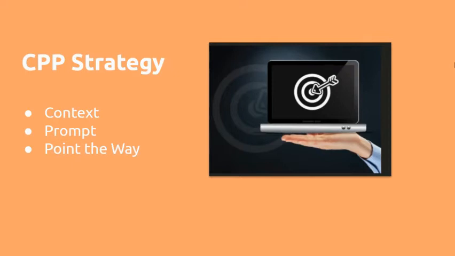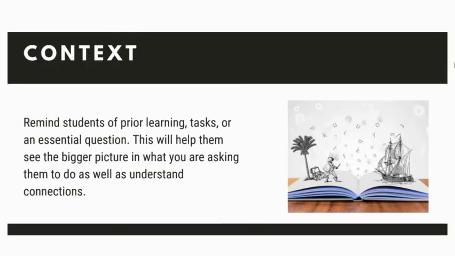Use the CPP strategy to ensure that your discussion questions assess application of knowledge. The first step in this process is to provide context. This means providing an opportunity to recall prior learning, tasks, or an essential question. Providing context will help your students to see the bigger picture as they launch into discussion.